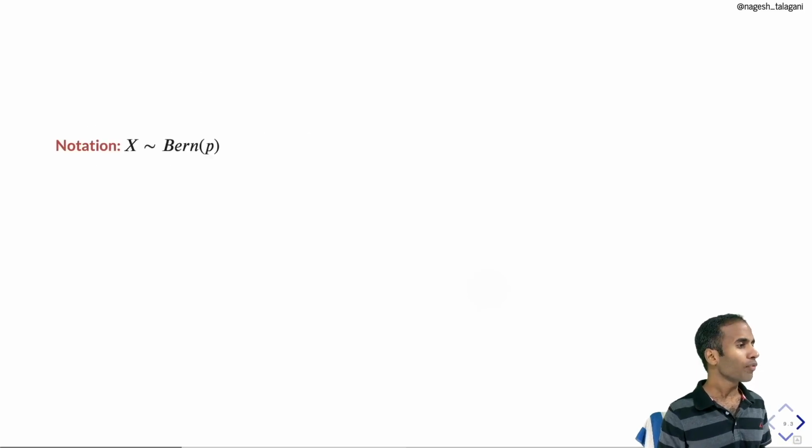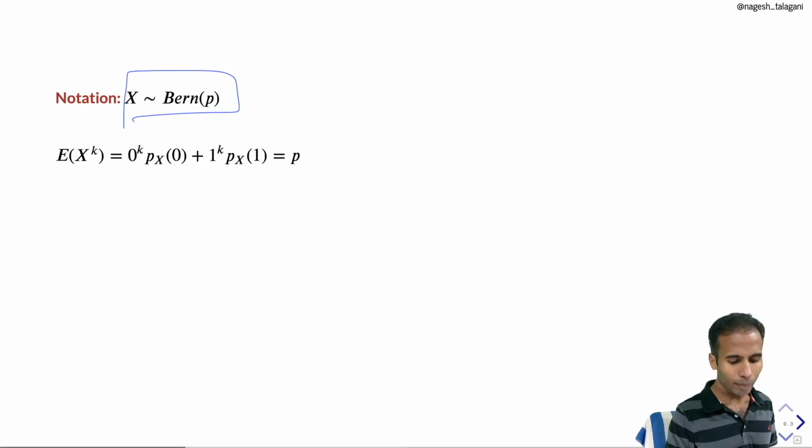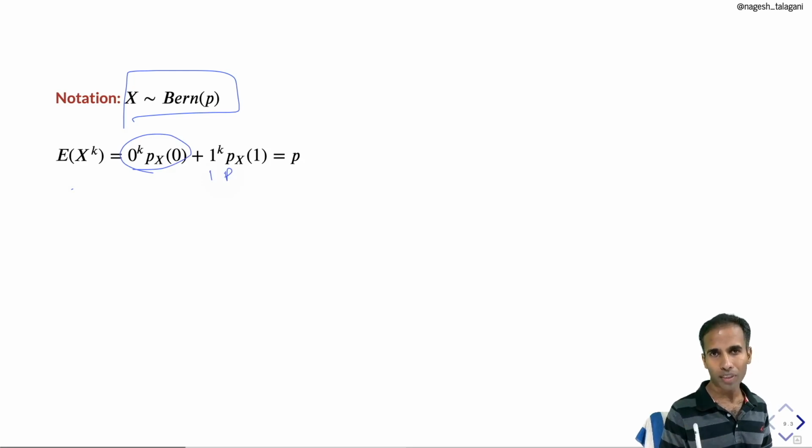Now we have a notation for this. We read it as X follows Bernoulli distribution with parameter p. Now we can look at expectation of X to the power of k. For any k, it is going to be the same, p, because expectation of X^k is 0 to the power of k times P_X of 0 plus 1 to the power of k times P_X of 1. This is 0, and 1 times p. So this is going to be p for any k. All moments are going to be equal to the probability of success for the Bernoulli distribution. That is, mu_k prime equals p for all k.